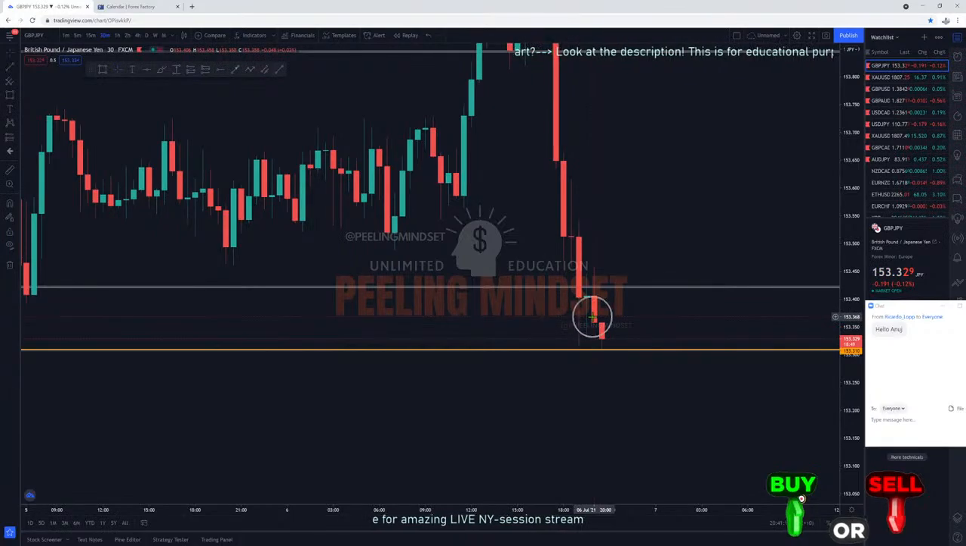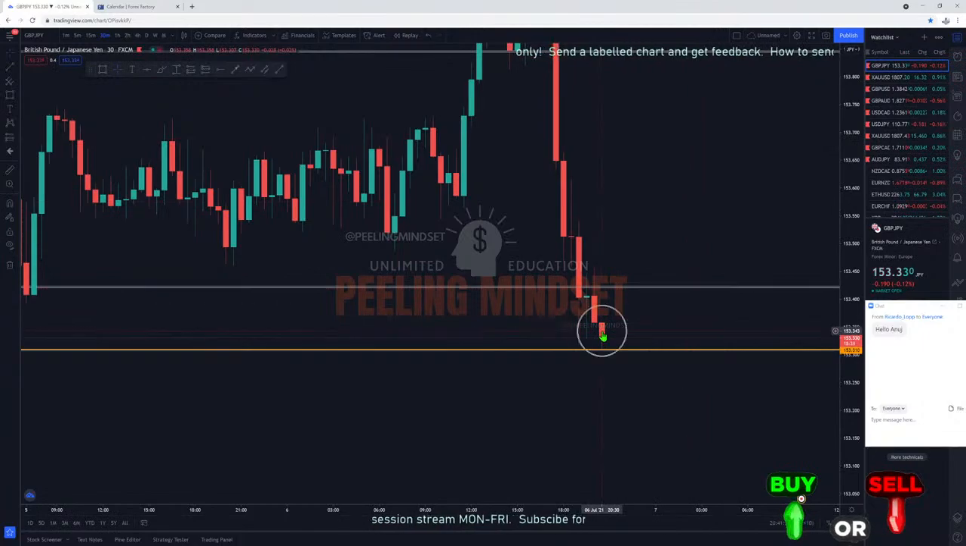Obviously, the previous 30-minute candle closed with no wick on the bottom. So what does that tell us? Maybe candles closing with no wick on the bottom could tell us that, you know what, maybe there isn't enough range on the downside for the price to fill. Maybe that could be the case as well.